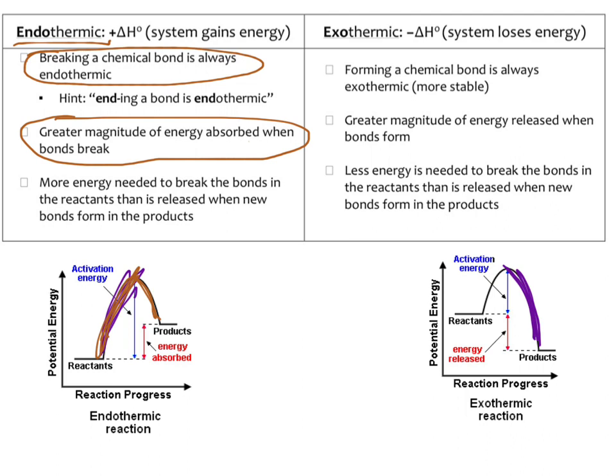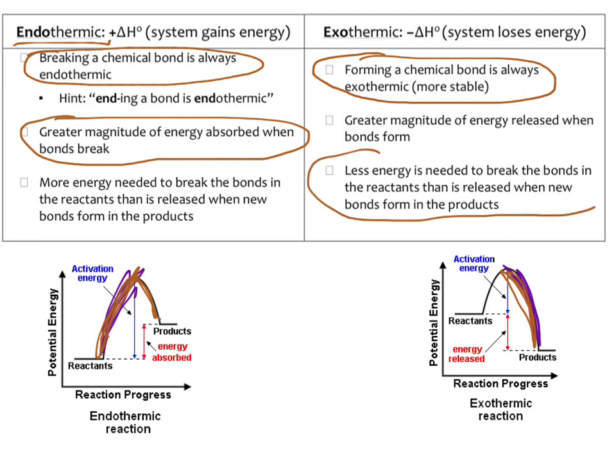Now, an exothermic process, so forming bonds is always an exothermic process. So whenever bonds are formed, it's exothermic. So this right here is the forming of bonds. There's less energy required to break bonds in the reactants than released when new bonds are formed in the products. And that's how you end up with an exothermic reaction. So you end up with an exothermic reaction when less energy is needed to break the bonds compared to energy that is released when new bonds are formed. And so that's how you have an endothermic reaction versus an exothermic reaction.